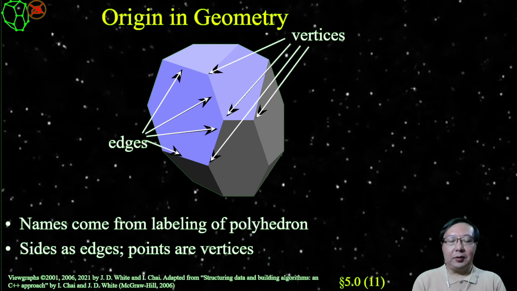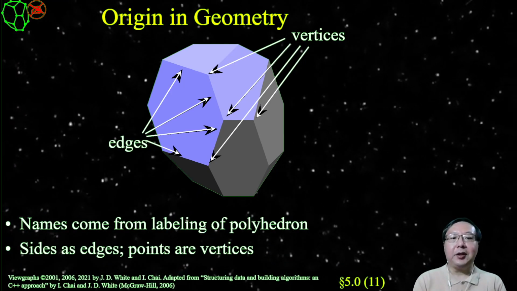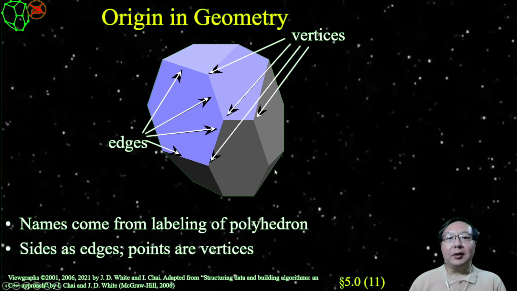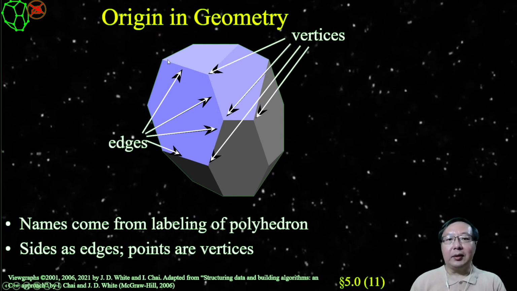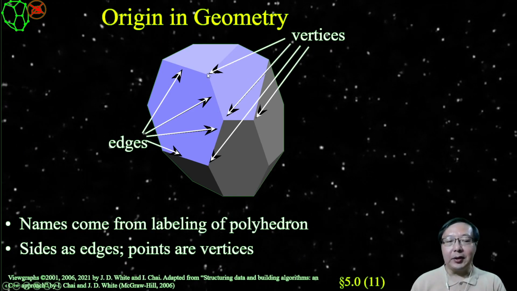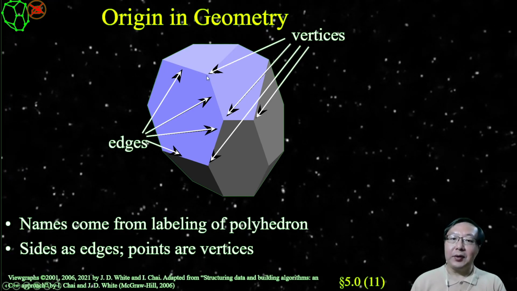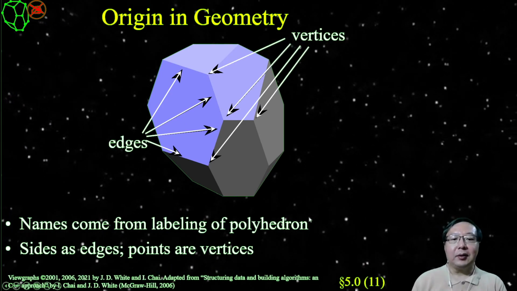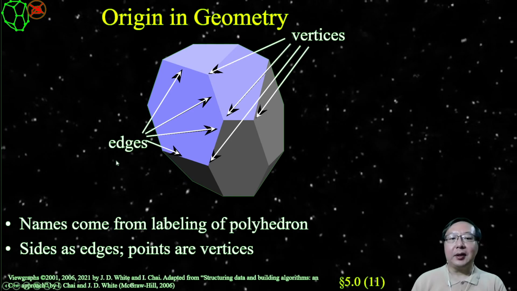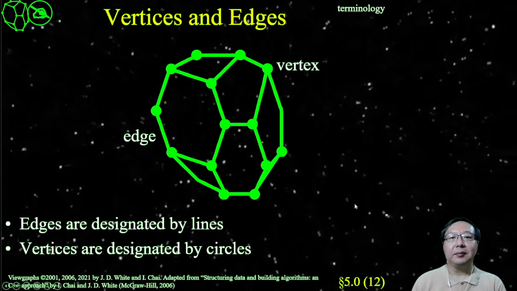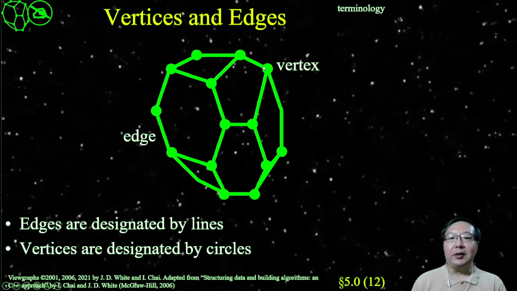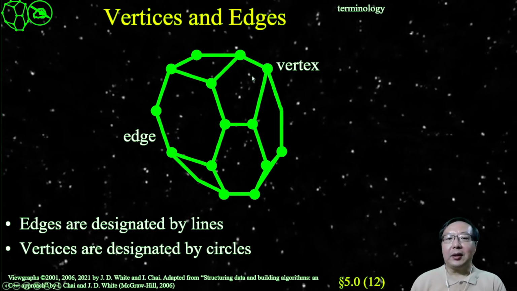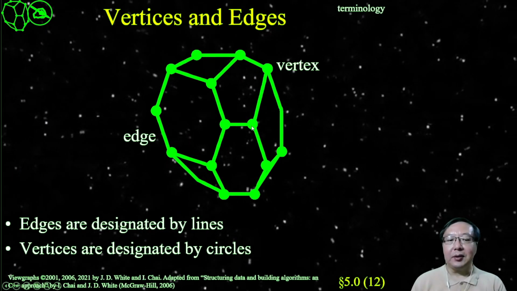Now, the names for this terminology of edges and vertices actually have their origin in geometry. When you label a polyhedron, you have the sides, and then you've got these points at the corners, which are called vertices, and the things connecting them are called edges. So from this, we get the terms vertices and edges. So as a graph, we have these vertices and we have these edges connecting the vertices. Edges are drawn as lines connecting these circles that are the vertices.